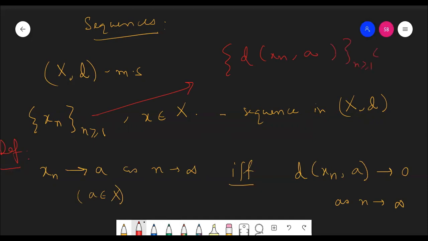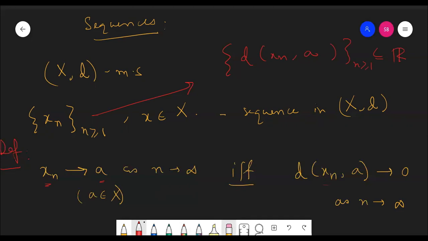So we can define a sequence d of xn comma a. Now this sequence is a real sequence, a sequence in R, and we do know about the limit of a real sequence. We know the meaning of saying that this sequence converges to 0 as n tends to infinity. So we define xn converging to a as n tends to infinity if the real sequence d of xn comma a is going to 0 as n tends to infinity.